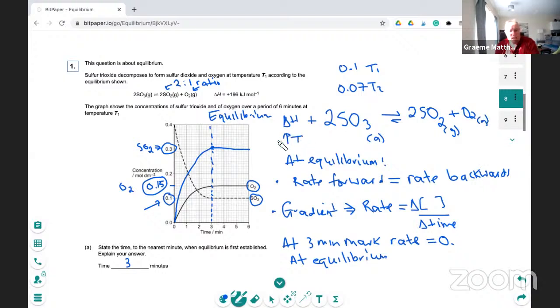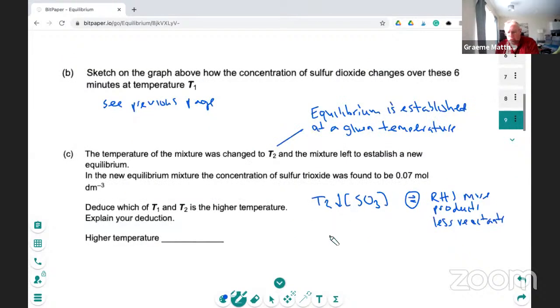So therefore, I must have increased the temperature, right? If I increase the temperature, the enthalpy moves over to the right-hand side, away from the side you had. So I must have increased the temperature to make the equilibrium position move over to the right-hand side, because it's endothermic. So therefore, T2 must be higher than T1. There we go. Higher temperature is T2.